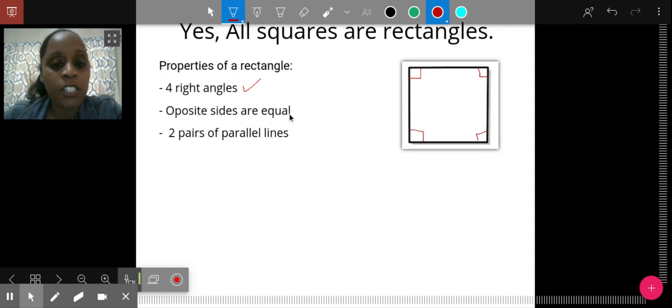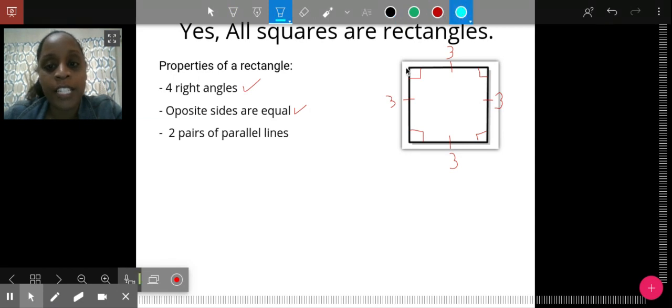Opposite sides are equal. Well, we know in a square, all sides are equal. So for example, if this side is 3, that would mean this side is 3. If this side right here is 3, that would mean this side is 3, right? Because in a square, all sides are equal. So are opposite sides in a square equal? Yes. So does it fit the characteristics of a rectangle? Yeah, it does. The last property of a rectangle is 2 pairs of parallel sides. Well, let's look at it.